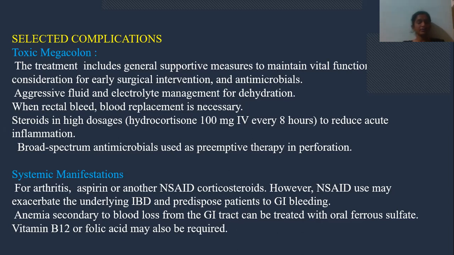And then anemia is the main complication. Why? Because there will be rectal bleeding. As I said, the microvasculature is heavy in the rectal region, so when there is any inflammation, it causes severe bleeding. Because of that, there will be anemia, which is caused due to blood loss from the GI tract.